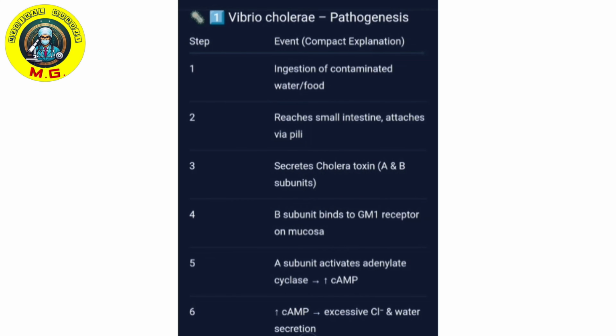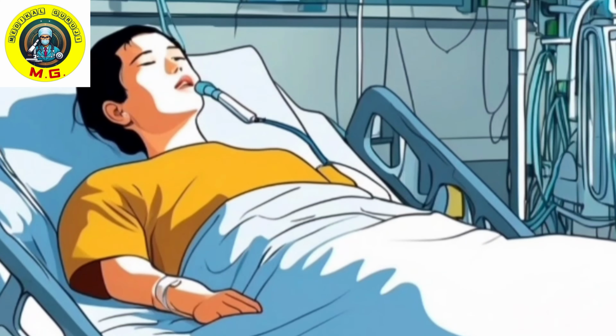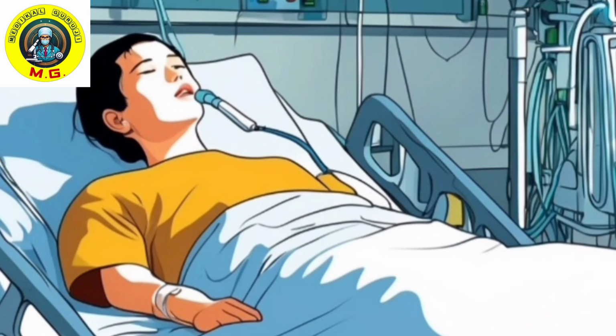Let's check the symptoms of Vibrio cholerae. Sudden onset of watery diarrhea, vomiting, muscle cramps, and dehydration. In severe cases, dehydration may lead to hypovolemic shock and death if not treated quickly.